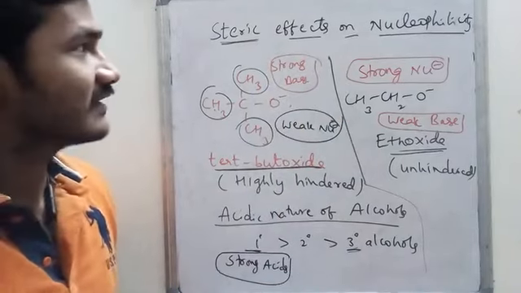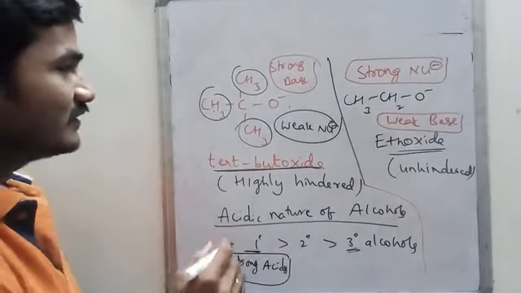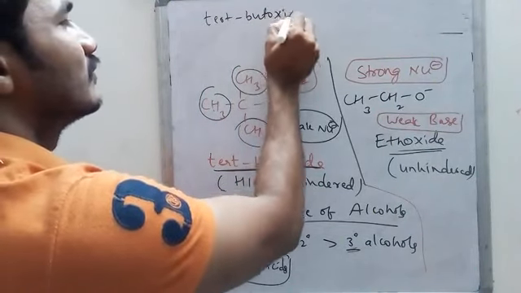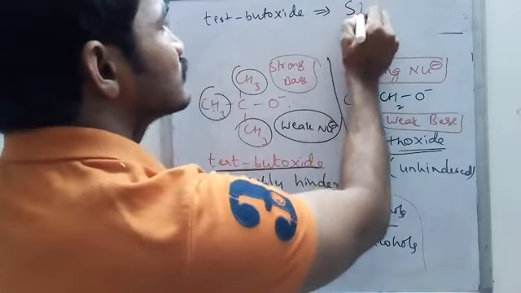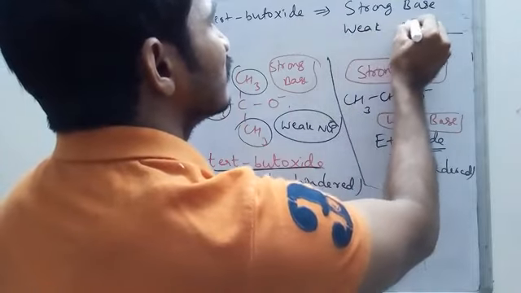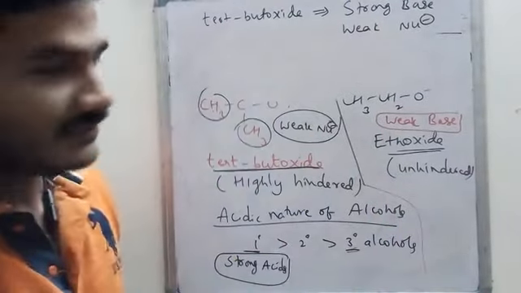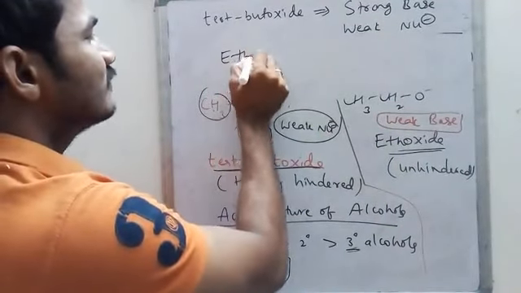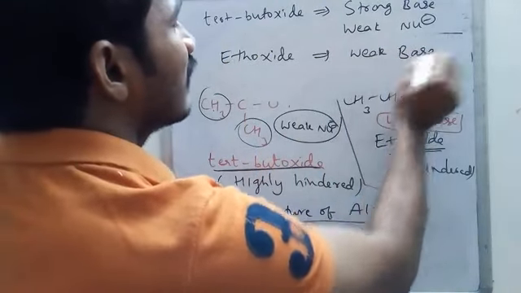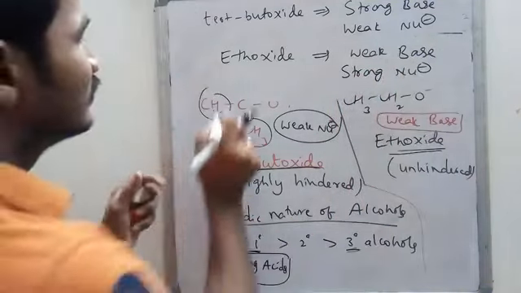Okay. So from this you have to understand that steric factors are very important in nucleophilicity. Due to bulkiness, sodium tertiary butoxide acts as a strong base and weak nucleophile. Similarly, what about ethoxide? Ethoxide is said to be a weak base and strong nucleophile. These points are very important.